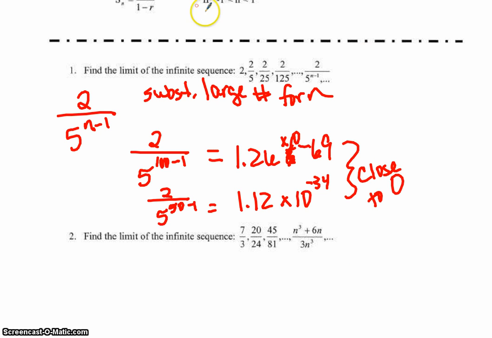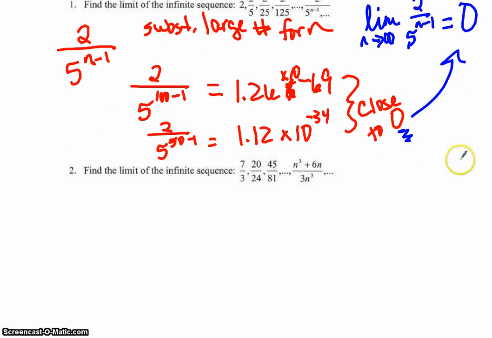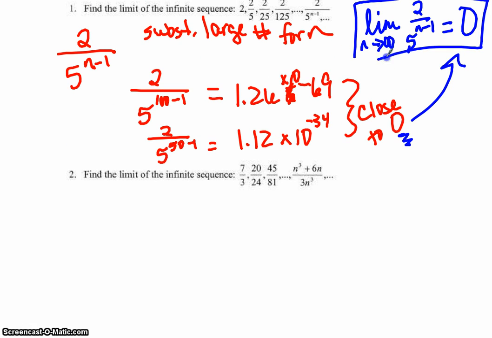So the way your answer is going to be written is like this. The limit as n approaches infinity of 2 over 5 to the n minus 1 equals 0. Okay, since it was really close to 0, that's the number you put after the equal sign. And so this up here is your actual answer.